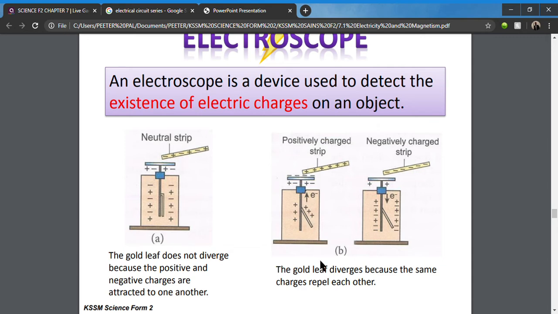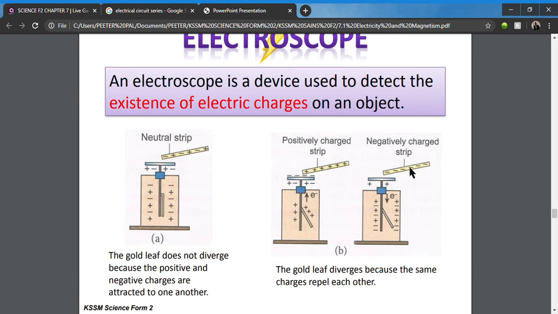So if you get the picture, if the metal strip is positive, the gold leaf area also will be positive, same charges. And see here again, you bring a negatively charged strip here, all the electrons will be pushed away because same charges. The electrons are pushed away, the whole area will have more electrons now, same charges, the gold leaf diverges again.